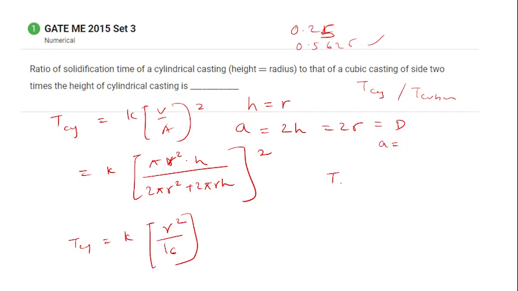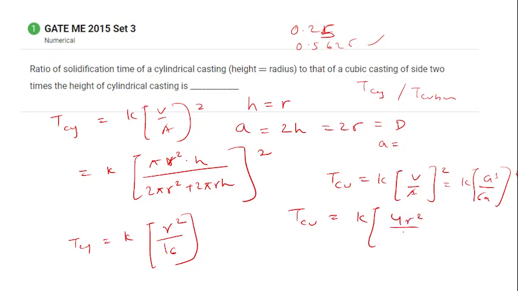Now the same way you'll solve for cube. K V by A square. It will be K A cube divided by 6A square, whole square. When you solve this, it will come as T cube is equal to K divided by 4R square divided by 36, in terms of R. Both you should get in terms of R, and it will be R square divided by 16 to R square divided by 9. So at the end it will be 9 by 16. It will come as 0.5625. Any doubt in this? Okay, I assume no doubts.